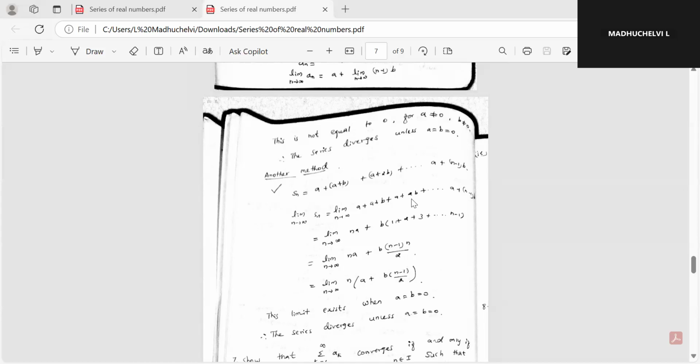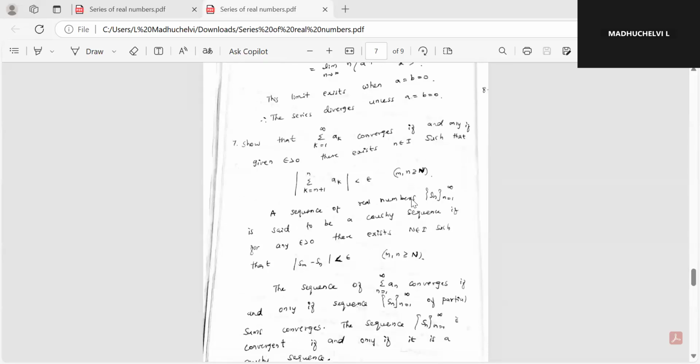plus n minus 1. Then the limit as n tends to infinity of na plus b into the series, the binomial series. If you add, we get n minus 1 into n by 2. Then the limit as n tends to infinity of n into a plus b into n minus 1 by 2, if you take n outside. Then this limit exists when a equals b equals 0. Therefore, the series diverges unless a equals b equals 0.